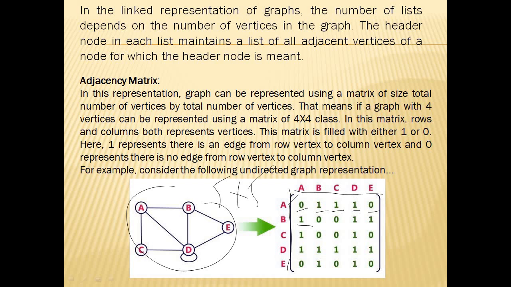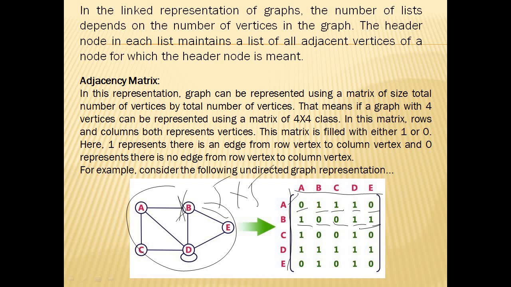A to B is there, B to A is there. If it is directed, if there is a direction, then B to A we don't have. But here we don't have any direction. So that's why the A to B link is there and B to A is also there. So 1. B to B we don't have. B to C we don't have. B to D link is there. B to E link is there.